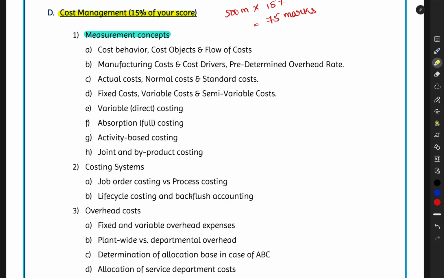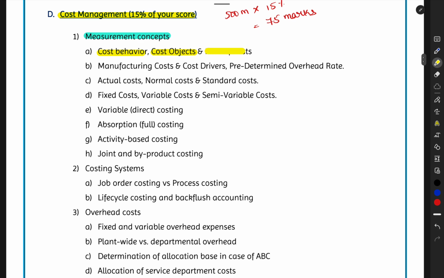In the first part, we'll look at the different types of cost behaviors: variable cost, fixed cost, step fixed cost, etc. How does cost behave, basically? Then what are the different cost objects? How does the cost flow from the cost of production to cost of goods available for sale, and then to cost of goods sold? When we go into the chapter, we'll look at more details of the flow of cost.